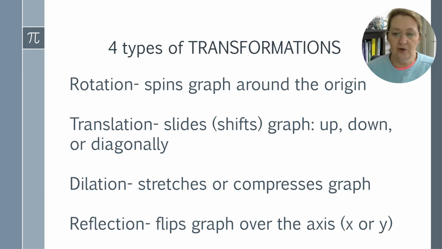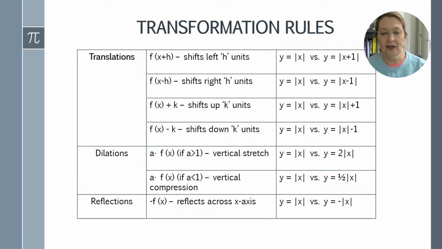Rotation spins the graph around the origin, which is the point (0, 0). A translation slides or shifts the graph up or down or diagonally. A dilation stretches or compresses your graph, and a reflection flips the graph over the x or y axis. All right, here are your transformation rules. What's in the middle here is the actual rule, and then over to the right, I put an example of how these affect the absolute value function.